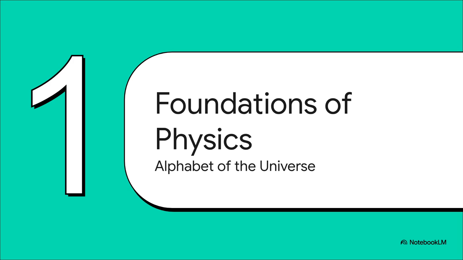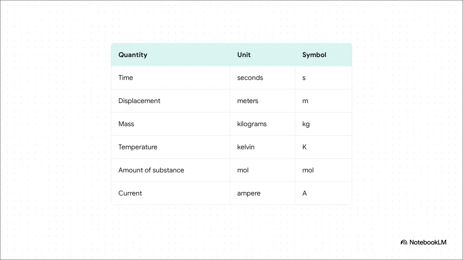I love this analogy. Just like you can't write a sentence without knowing your letters, you can't describe a single thing in physics without these core units. They're the bedrock, the non-negotiable starting point for literally everything else we're going to talk about. And here they are, the 6 fundamental SI units you've got to know. Everything, and I mean everything, you'll measure in this course, from the speed of a car to the charge of an electron, is built from some combination of these 6. They are the Lego bricks of physics.